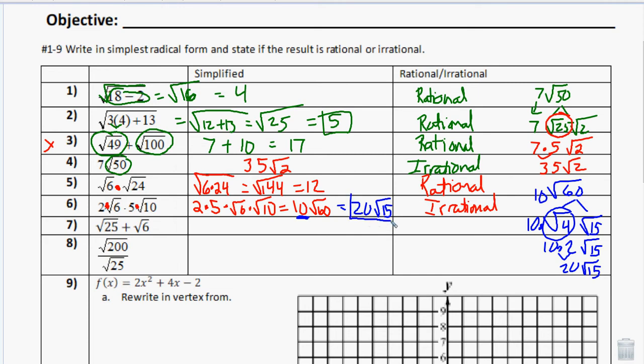Remember again, that decimal version is not called simplified. That's actually considered rounding because it's irrational, so I can't write out the whole decimal version of it. Again, this is addition. I have to do the square roots first. So the square root of 25 is 5, and I have to add it to the square root of 6.